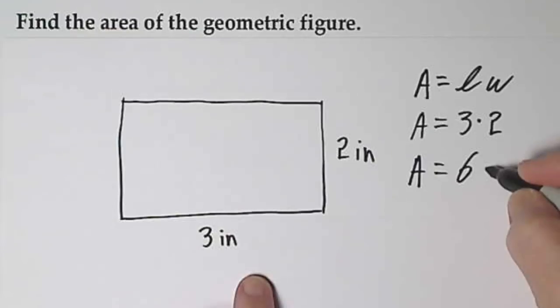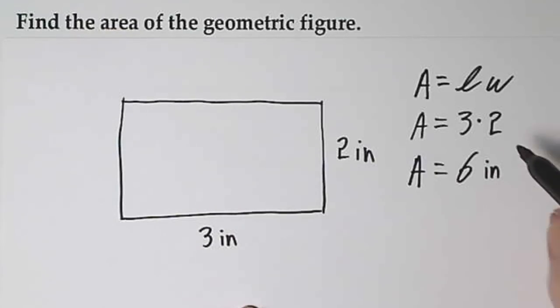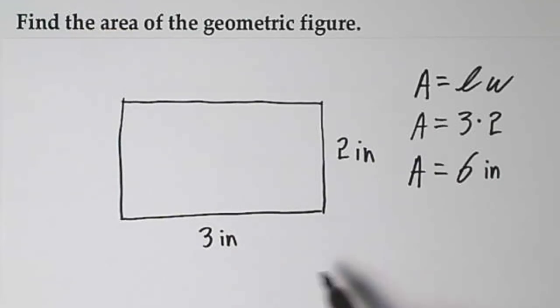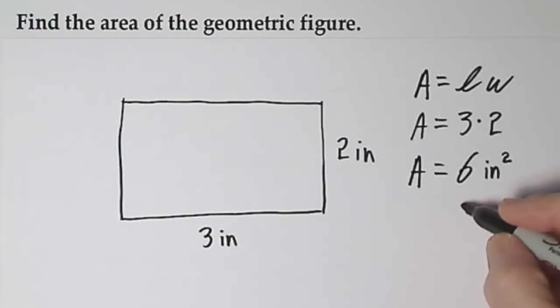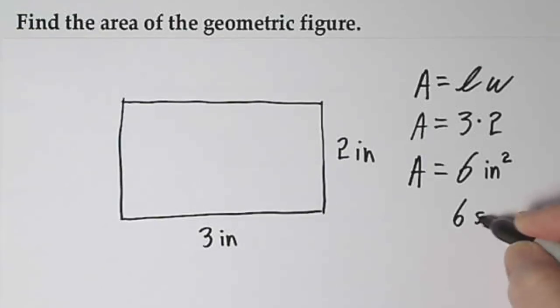And if we just said 6 inches, that would imply a line that's 6 inches long. So to let everyone know that you're talking about area, you have to put inches squared, or you can also write 6 square inches. Either one of these means the same thing.